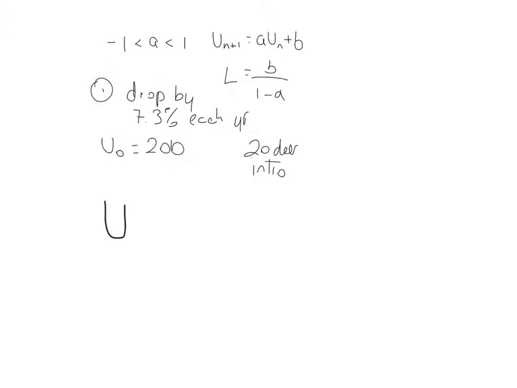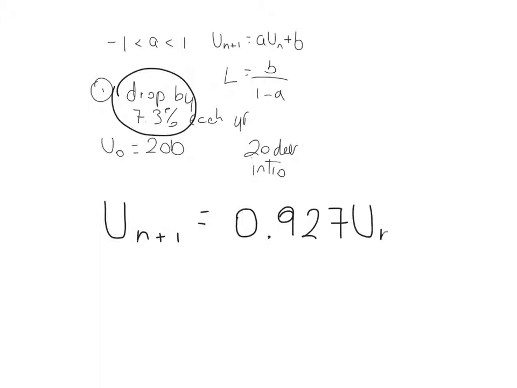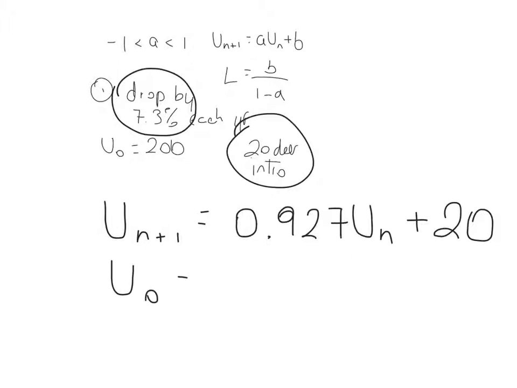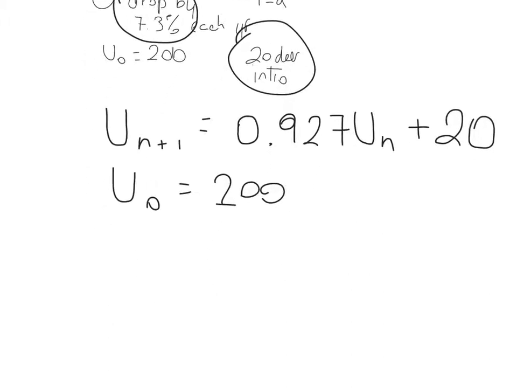Well, we can set up the recurrence relation here. u_(n+1) is equal to, well, it's a drop by 7.3%, so that would suggest that we've got 92.7% left. So 0.927u_n, but to compensate, 20 deer are introduced, so that would imply that we add on 20. And remember that u0 is equal to 200. So we're interested in what's happened after 3 years, so that would be u3.